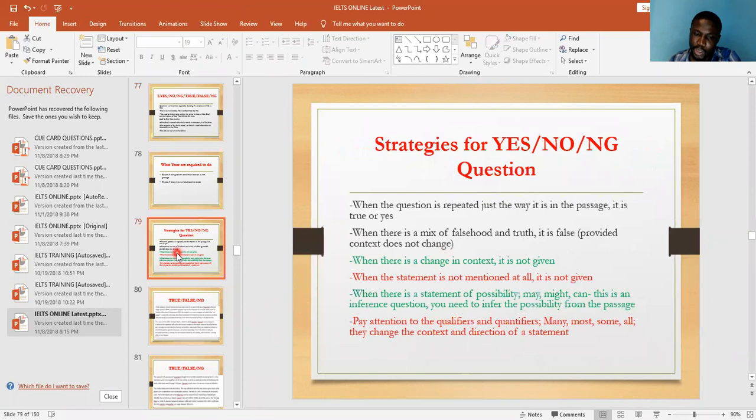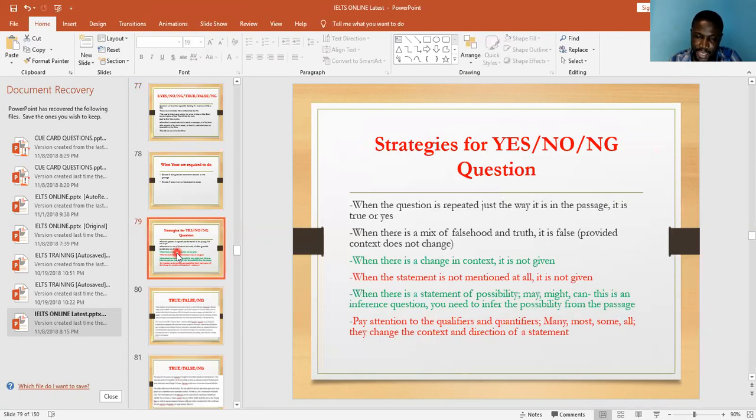But now I broke down the rules into some other things that you need to take note of. Okay, I am repeating the first rule here. When the question is repeated just the way it is in the passage, it is true or yes. When there is a mix of falsehood and truth, it is false, provided the context does not change. When there is a change in context, it is not given.